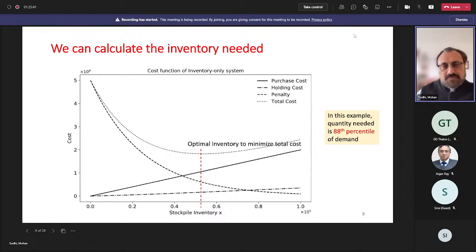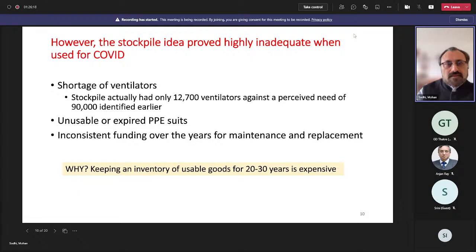In this case, using some numbers for ventilators, the calculation comes out to the 88th percentile of the demand. That means I should be able to meet up to 88% of the demand for any given year. Of course, most years my inventory will be far more than the demand, but in some years the demand will be more than my inventory, and that's the cost I'm willing to bear by choosing a percentile like the 88th.